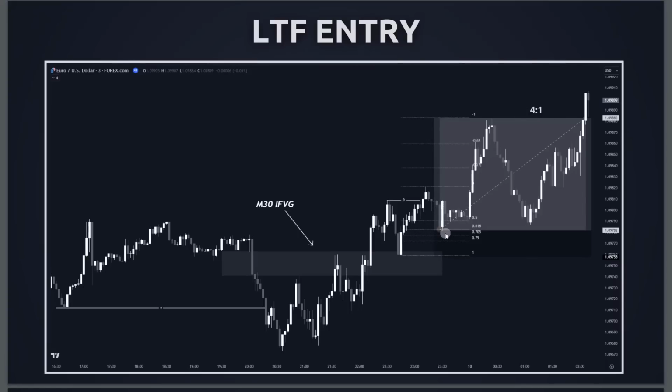Price comes back to the 62. You could have a buy limit here, and then target the -1, and you're going to get there. However, you can apply any lower time frame entry, as I said, whatever you prefer. Just make sure that you have the inverse fair value gap as a confluence here, and it works very, very nice.